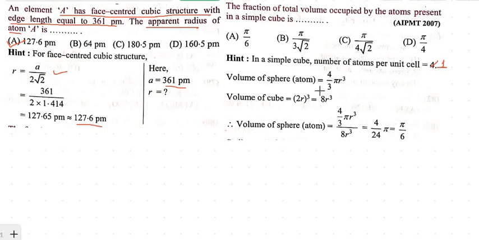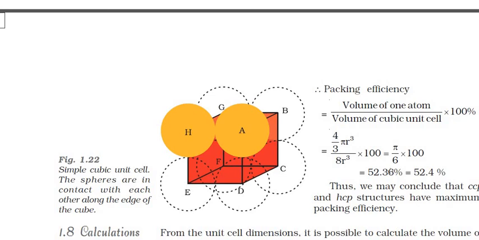Okay, so the volume of the sphere becomes what? 4/3 πr³. The total volume of the cube is what? 8r³, and if you take the ratio, that comes to π/6. Okay, I hope this is clear to you. And how this has come, by using this packing efficiency only.